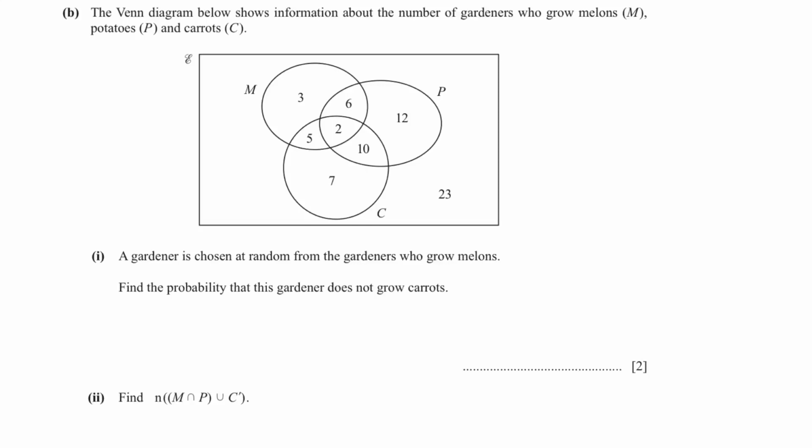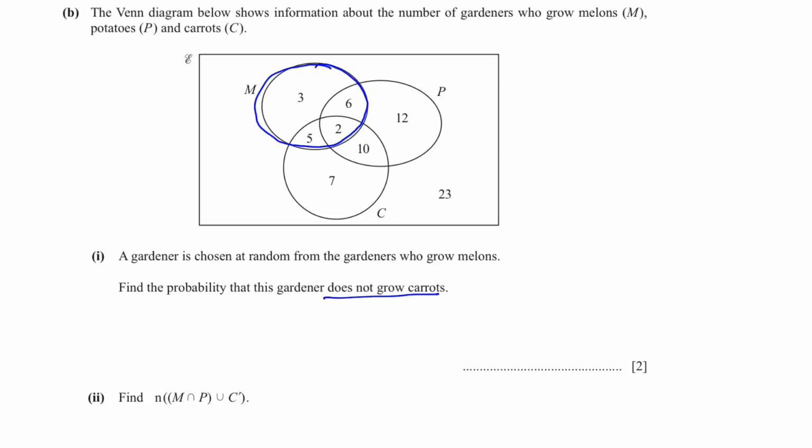Part B shows us information about the number of gardeners who grow melons, potatoes and carrots. A gardener is chosen at random from the gardeners who grow melons. When they say that, we have to look only at the circle of the gardeners who grow melons. Find the probability that the gardener does not grow carrots.